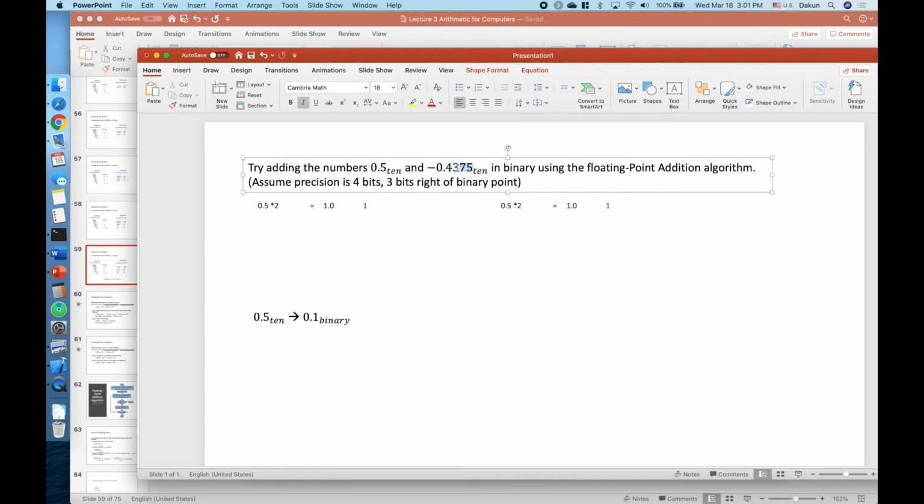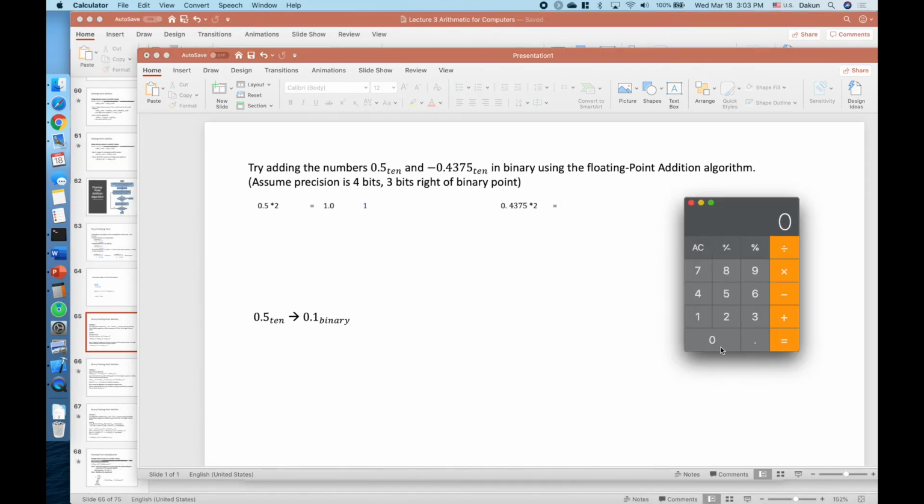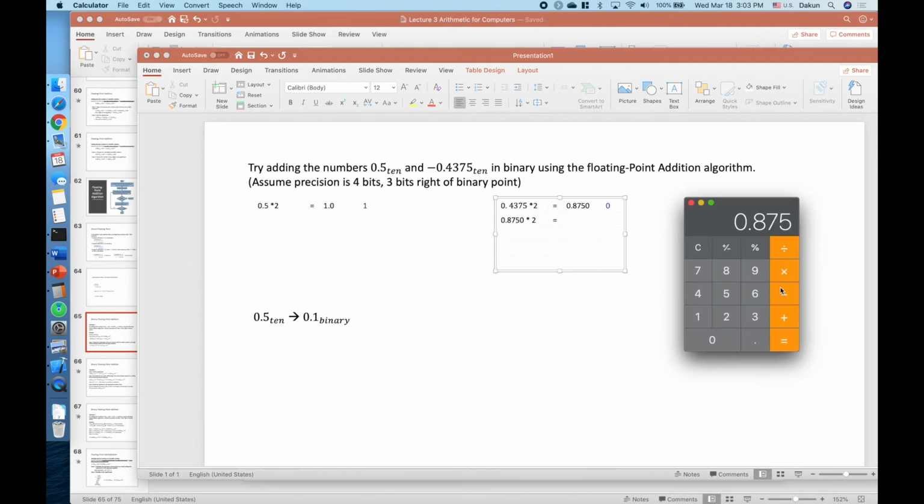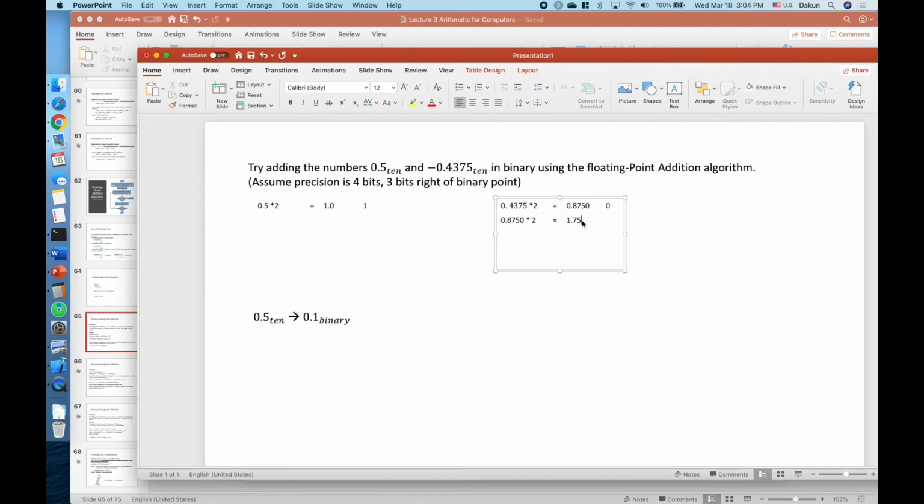So the fraction part is 0.4375. 0.4375 times 2, we get 0.875. Since the left bit is 0, we put 0 here. And next, 0.875 times 2, then we get 1.75, and the fraction part is 0.75. Since the left side is 1, we put 1 here.